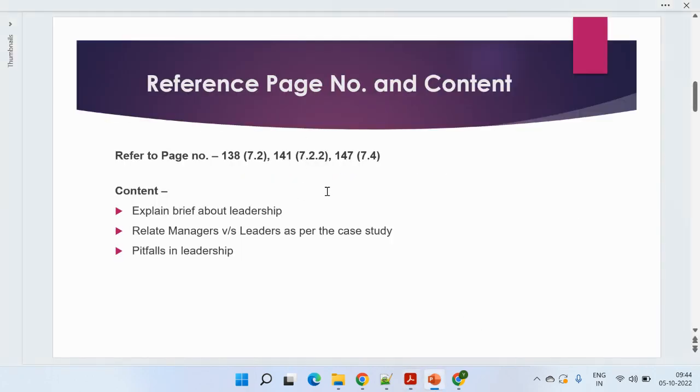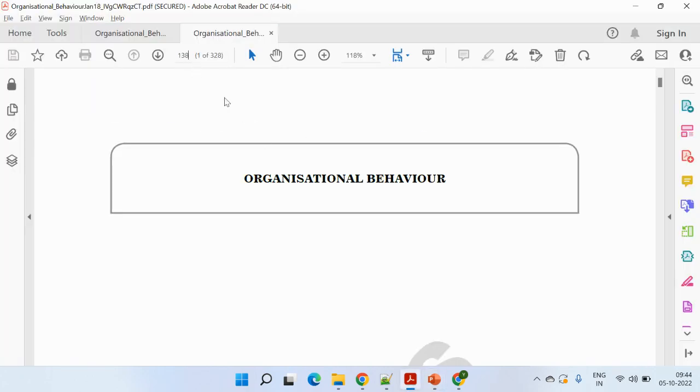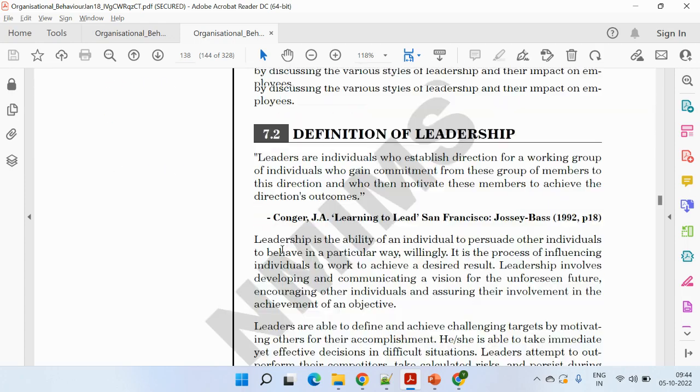It's mentioned page number 138, so I'm going to page number 138. Firstly, it's about leadership, the definition of leadership. Leaders are the individuals who establish the direction for the working group of individuals, who gain commitment from these group members to this direction, and who can motivate these members to achieve the direction's outcome. This is a direct definition given by Conquer. In this case, you need not reframe this definition, because it is a direct definition. Definitions and formulas are barred from plagiarism, so you can just write it directly.